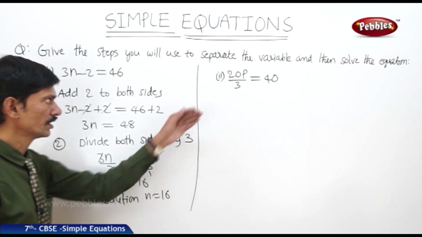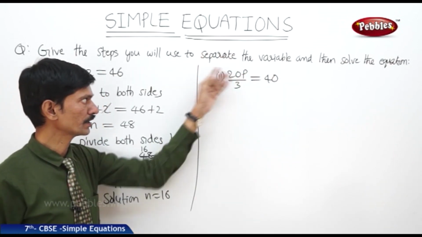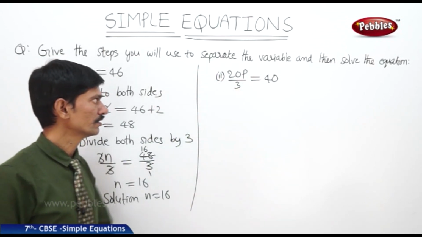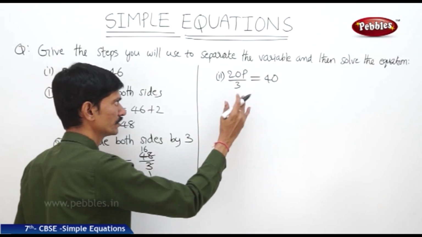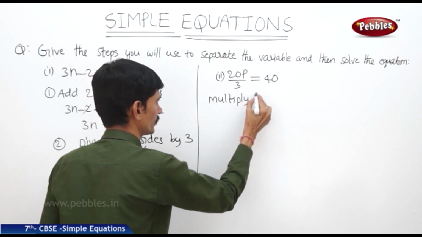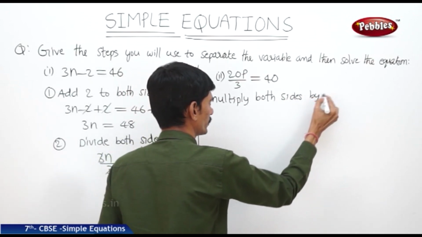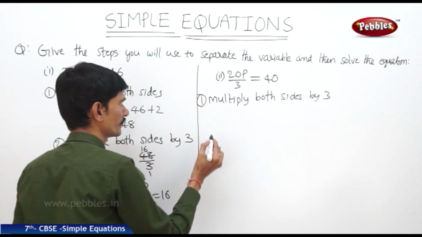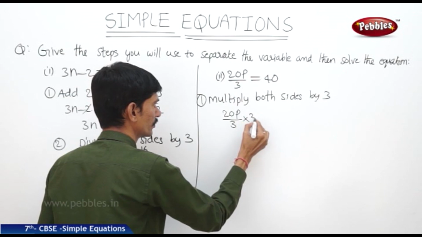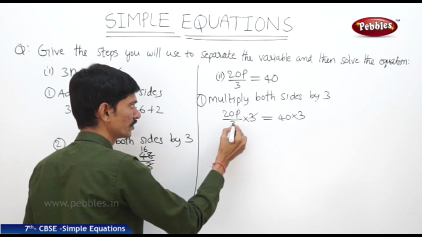Now the second equation, 20p by 3 equals 40. To separate the variable p in the LHS, first we have to cancel divided by 3. To cancel by 3, we must multiply both sides by 3. So multiply both sides by 3. So this is the first step. So if you multiply LHS 20p by 3 by 3, here also 40 is multiplied by 3.